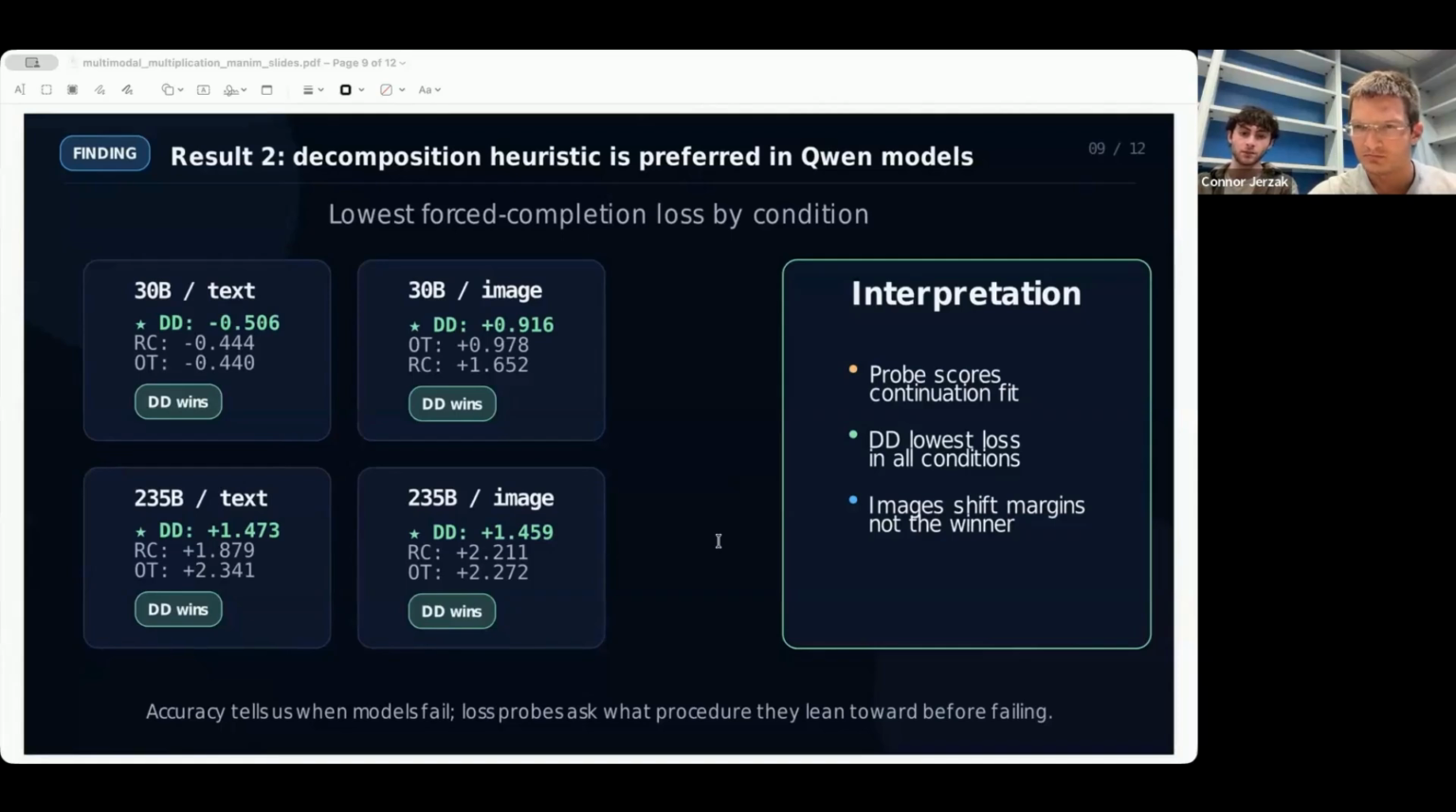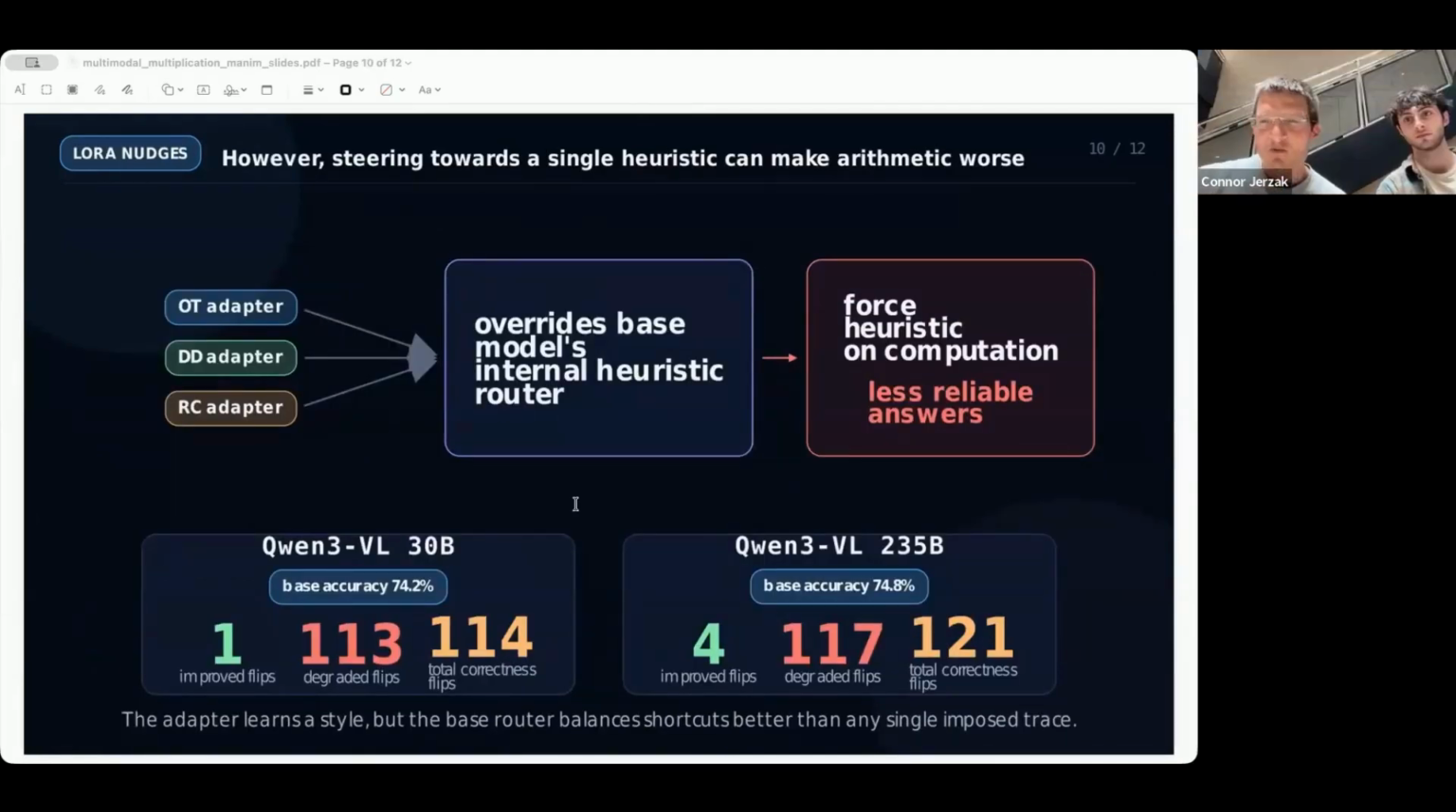So the model's default approach is not columnar multiplication. It leans toward decomposition, and the natural intervention is to steer that heuristic choice, and the result is cautionary. Here, to perform this heuristic steering, we train LoRA adapters for OT, DD, and RC traces. The hope here is that by steering the model towards the right trace, we might be able to improve the arithmetic, improve performance. But we find that it does not.